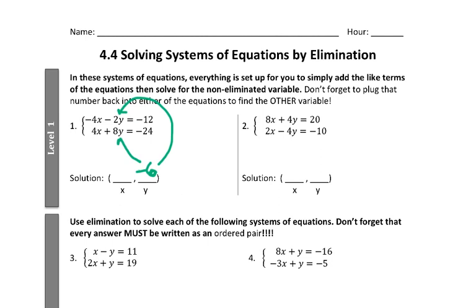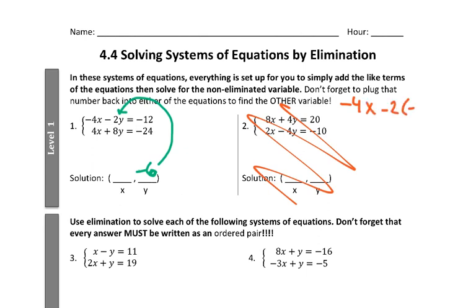I'm going to start by plugging in negative 6 for the top y. I need space, sorry, I'm doing it over here. Negative 4x minus 2 times negative 6 equals negative 12. I can already tell this subtraction is going to give me a little bit of grief. So I've got negative 4x plus negative 2 times negative 6. Well, that's just positive 12 equals negative 12.